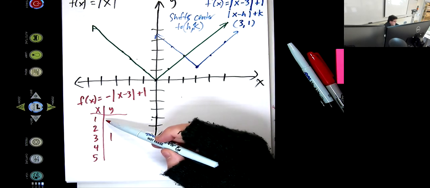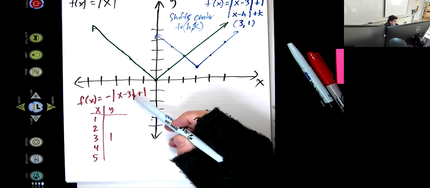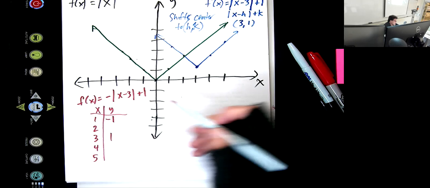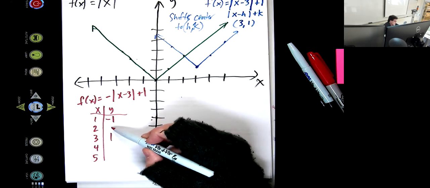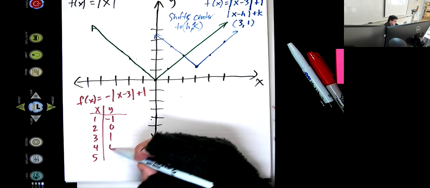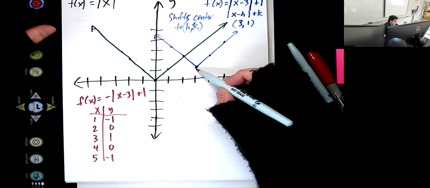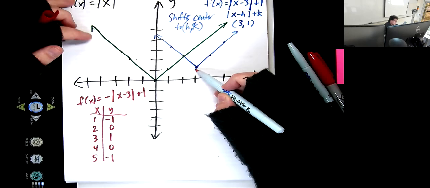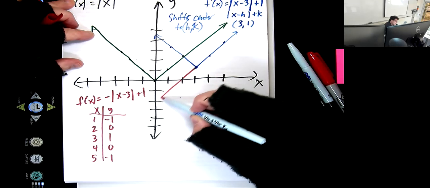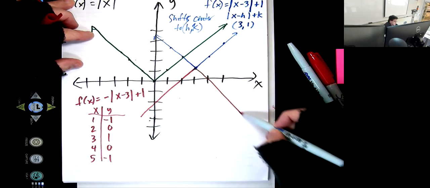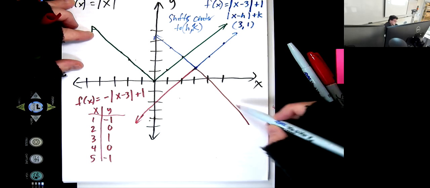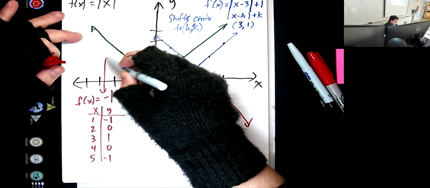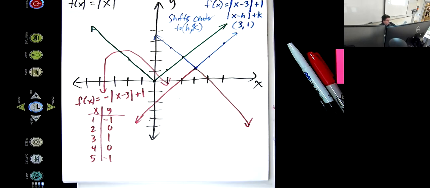If I stick in 1, I get 1 minus 3 is -2. Absolute value makes it +2. This makes it -2 again, makes it -1. If I stick in 2, I end up getting 0. If you go through them, you're going to get that, which shows even though the negative doesn't hit everything, just putting it on the outside of this thing makes the V go upside down. All from just this little negative sign right there. That flips the entire graph over.